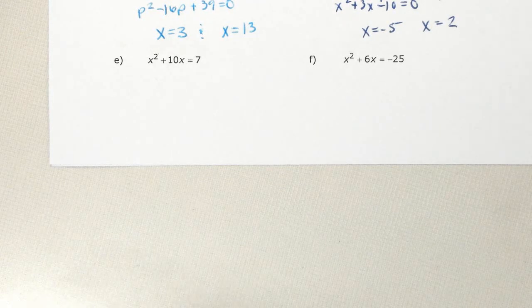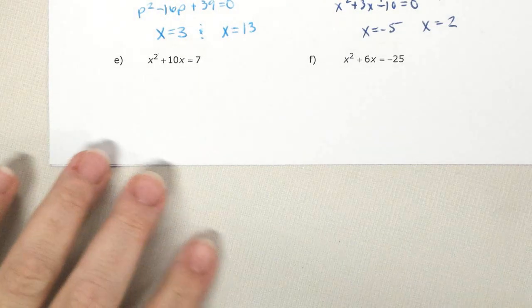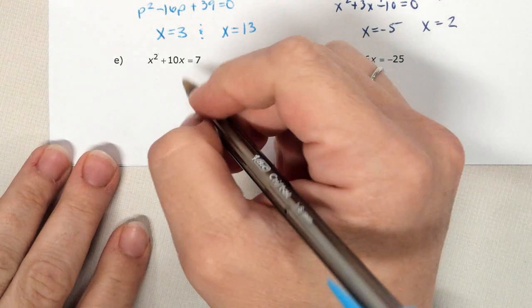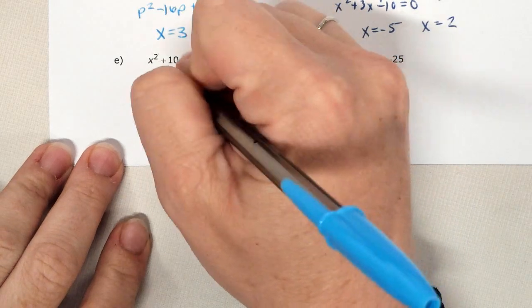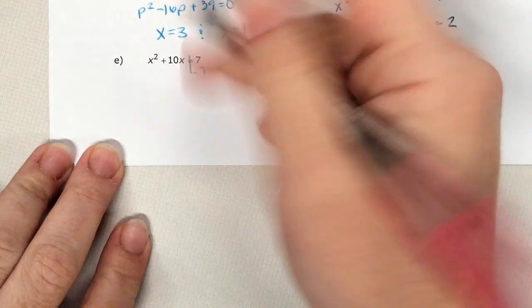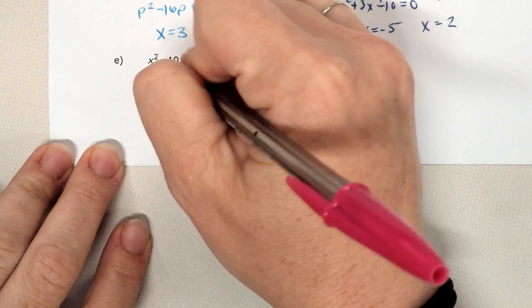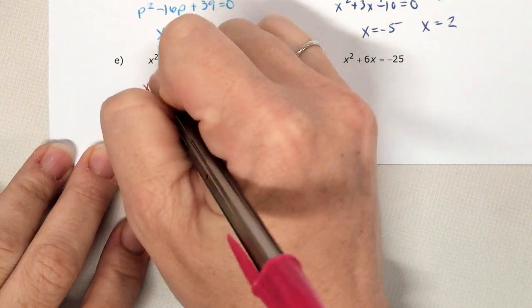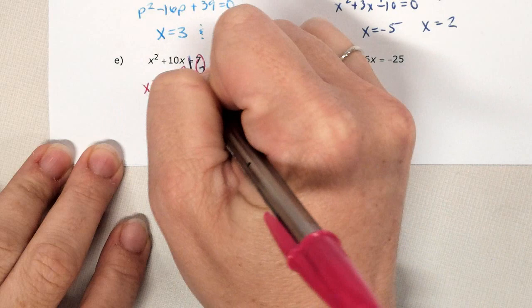Okay, so these are actually not perfect squares. So again, you could do the same thing you did in the last one. We still need to make them equal 0. So minus 7, and I get x squared plus 10x minus 7 equals 0.